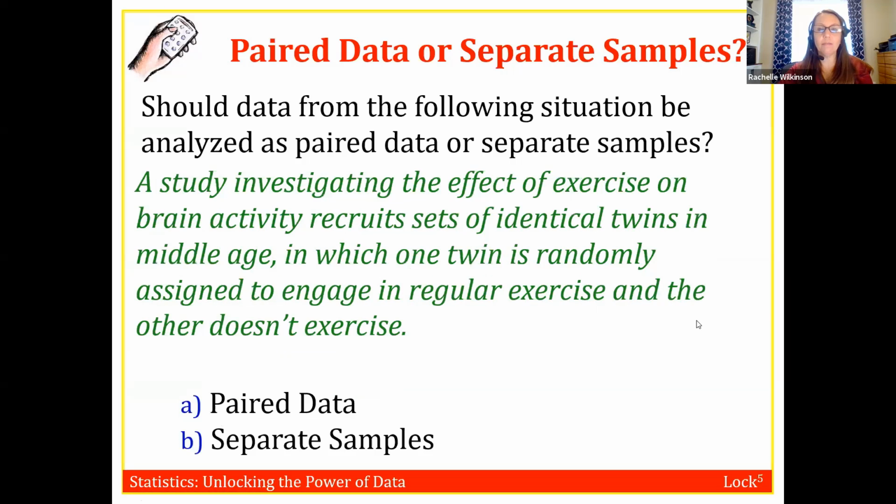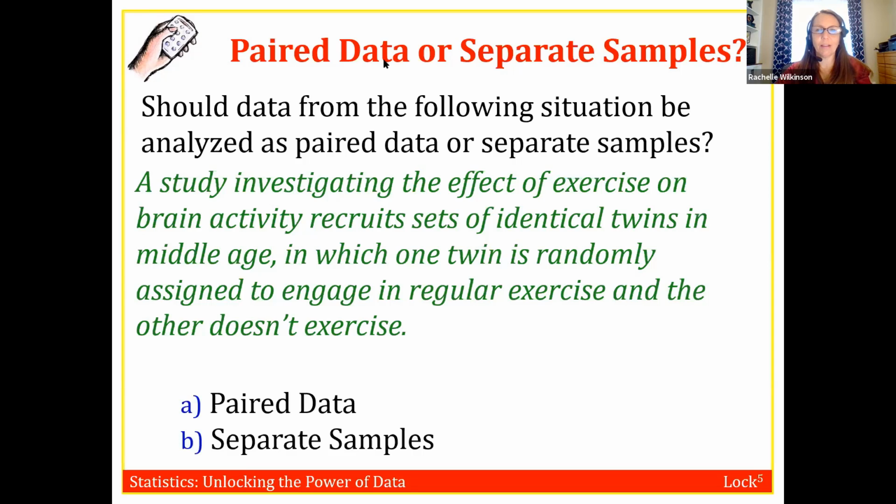Okay, here's another one. A study investigating the effects of exercise on brain activity recruits sets of identical twins in middle age in which one twin is randomly assigned to engage in regular exercise and the other one does not exercise. So do you think this is paired data or separate samples?